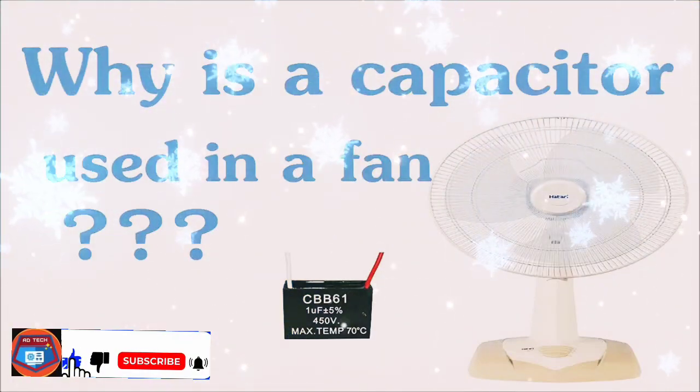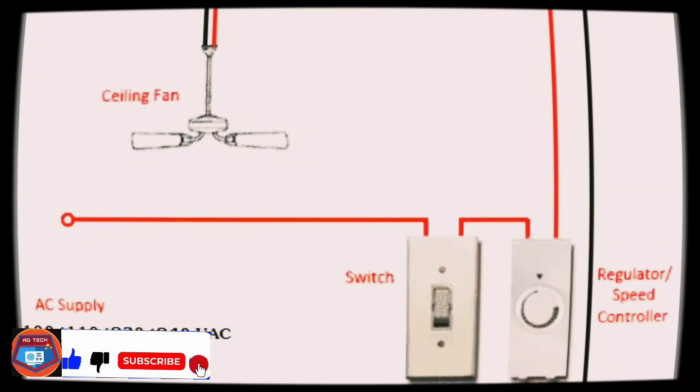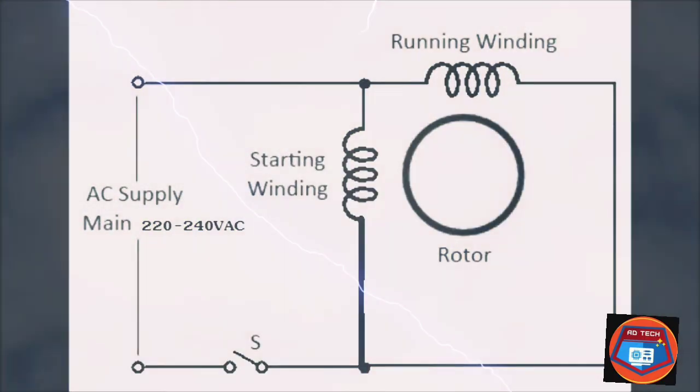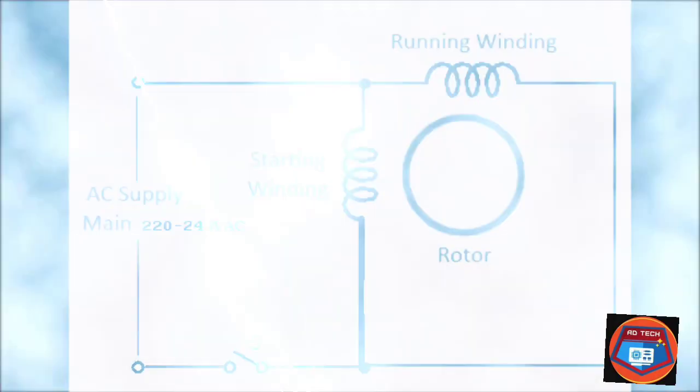Why does a fan have a capacitor? Any single-phase motor used in a fan consists of a stator and main winding with a rotor shaft. Now, with an alternating current supply to the stator winding, alternating flux is produced, which then induces a current in the primary winding. Let's learn about this through the diagram.